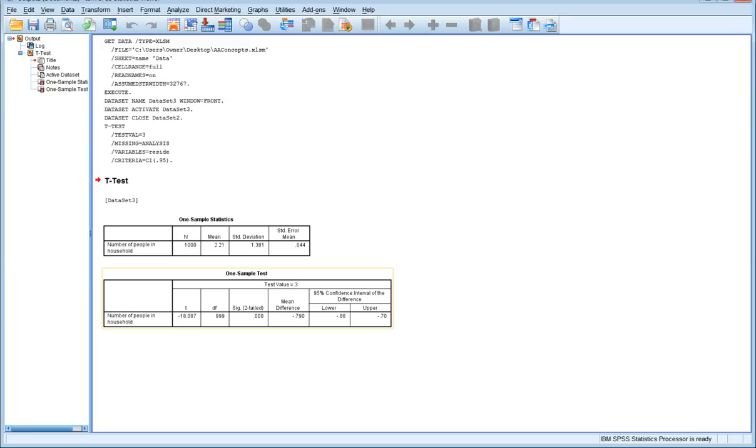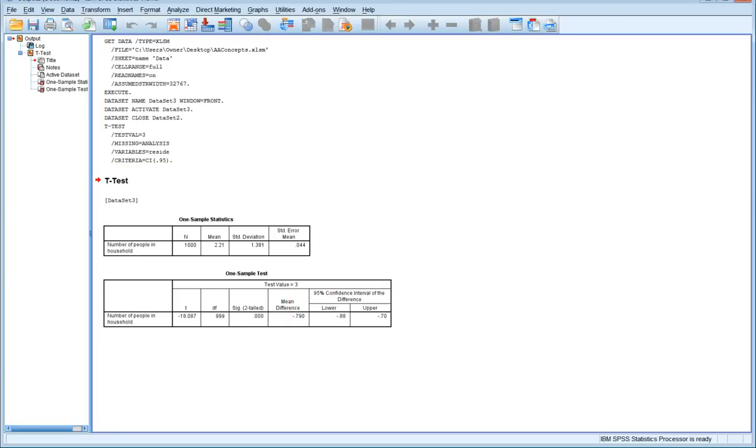Again, the latter conclusion is a directional hypothesis, and I'm using the result from a two-tailed test, which is a non-directional hypothesis, to make this conclusion. But for practical purposes, making those conclusions is perfectly fine. From a statistical perspective, it is not the best way to approach it, but again, from a practical perspective, it's perfectly fine. So I can say for practical reasons that the number of people in a household is less than 3.